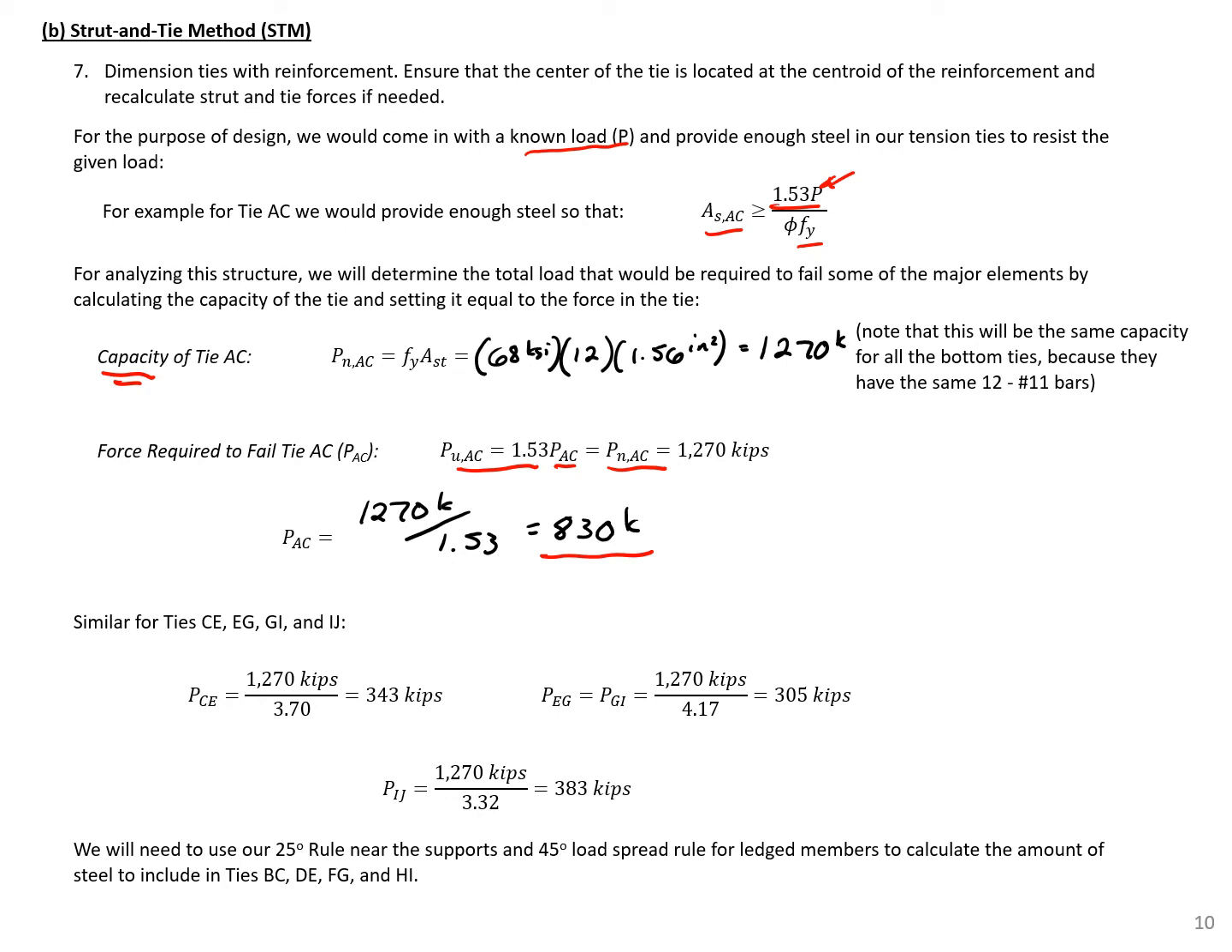We can do the same thing with our ties CE, EG, GI, and IJ, all of our ties along the bottom of our model, because all those ties are going to have the same 12 number 11 bars. So we can just take that capacity divided by our demand number there and figure out that it would take 343 kips to fail tie CE, 305 kips to fail tie EG and tie GI, and 383 kips to fail tie IJ.